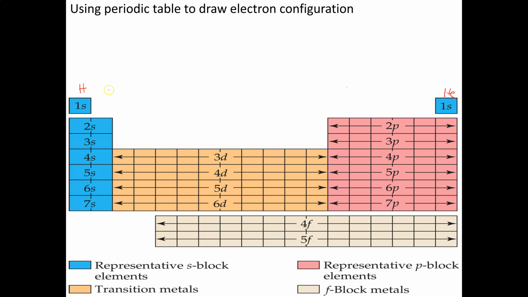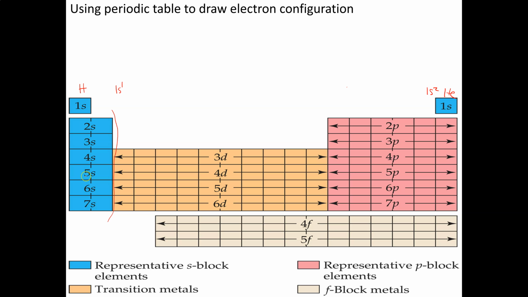So hydrogen only is going to have 1s. It's going to be 1s1. Helium is going to be 1s2. This is the only time the s block is actually on the right side. If you notice, the s block is on the left side. We call it the s block because everything in these two groups ends with s.